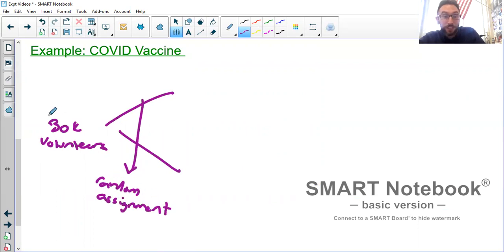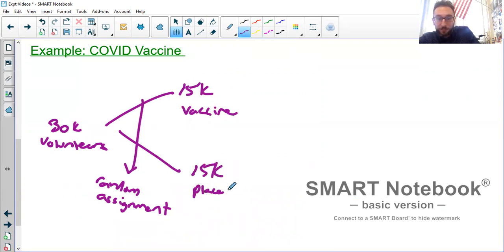Maybe not realistic, but I could take all 30,000 volunteers, write their names on pieces of paper, put those pieces of paper in a hat, shuffle them all, mix them up. That's the randomization. Randomly select 15,000 pieces of paper out of the hat without replacement. And maybe those 15,000 people get the COVID vaccine. And then I have 15,000 more pieces of paper in my hat, and those 15,000 people whose names are left in the hat, they get some placebo.